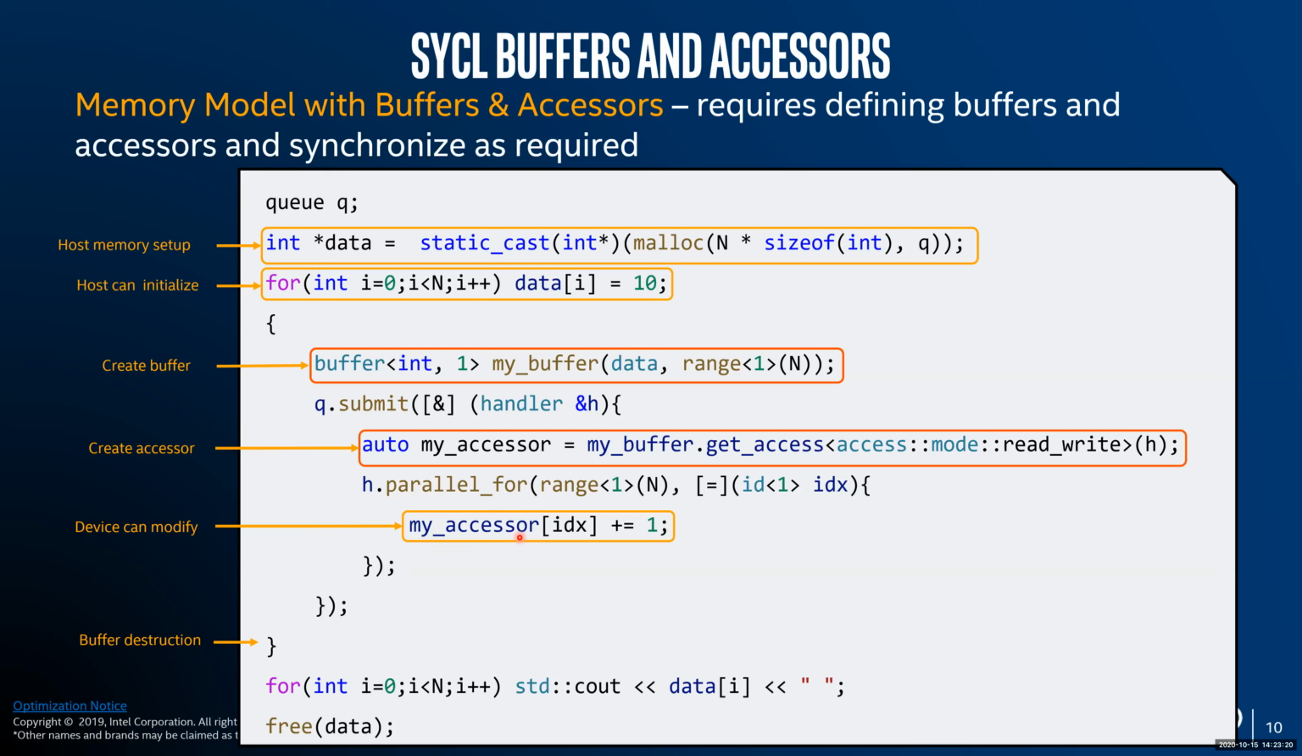And once this kernel function goes out of scope, then the buffer is destructed, and then memory is copied back to the host, and then finally you can print out. So you can see that compared to the unified shared memory example, this has a lot more steps involved, but both of them work the same.